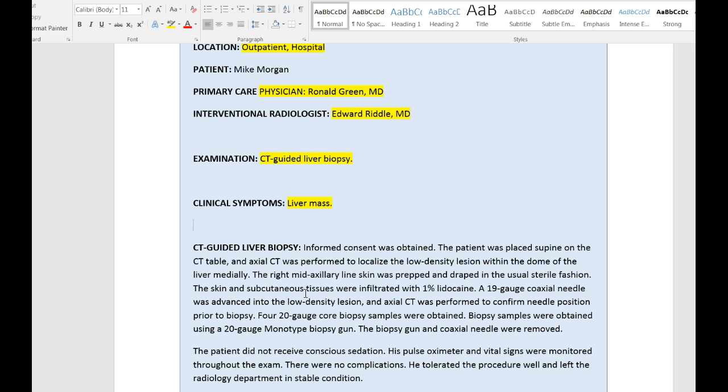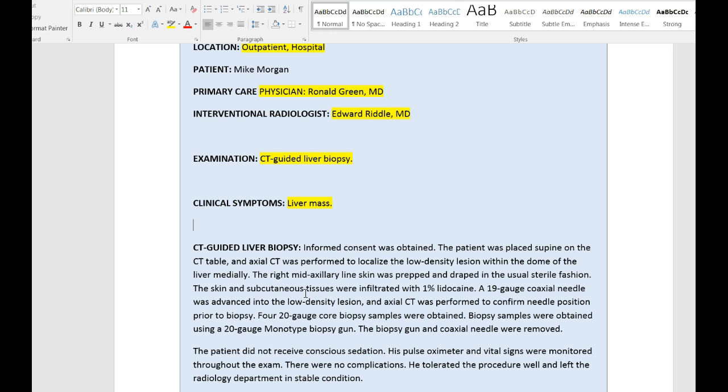Here we have a case scenario for an interventional radiology service, and as you see, I have highlighted the pertinent information related to the location, the primary care physician, and the radiologist, and the type of service. What you will do is download your coding examination in a Word document, same as you see here, and follow along with me, highlighting the same information that I have highlighted for abstracting.